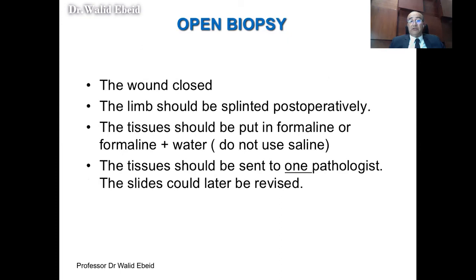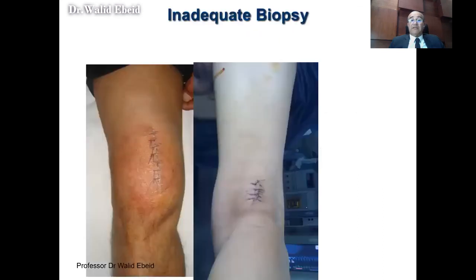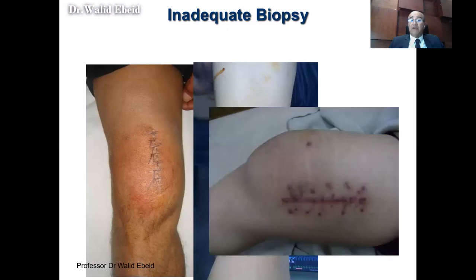The wound is closed tightly in continuous sutures, and the limb should be splinted. The tissues should be put in formalin or formalin with water, never in saline. And the whole tissues should be sent to one pathologist. These are examples of inadequate biopsy. You should never do this. You should never let the biopsy track pass through the rectus muscles or posteriorly adjacent to the sciatic nerve, or never use a drain that exits away from the line of incision to do another contaminated track.